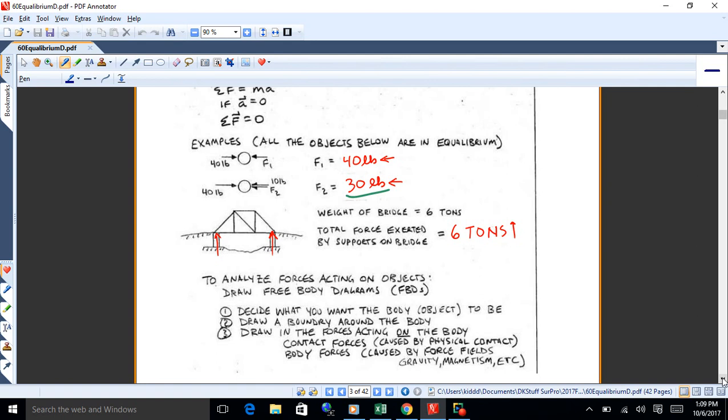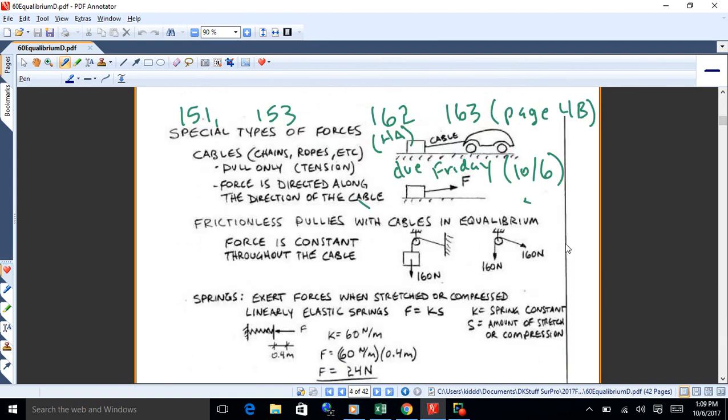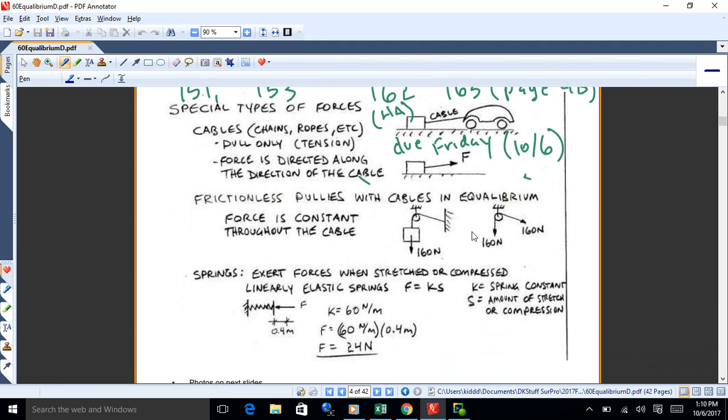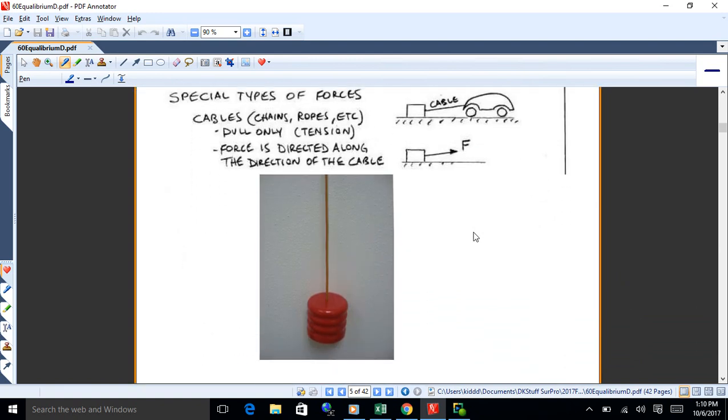So contact forces are caused by physical contact, so you want to look for things that the object contacts. And then body forces are caused by gravity, primarily for us. There's other force fields that can cause body forces, but we primarily use gravity in this class. Okay. So there's a few things on these free body diagrams I want to cover, some special types of forces. The first are cables. All right. So cables are just a fancy word for a string or a rope.